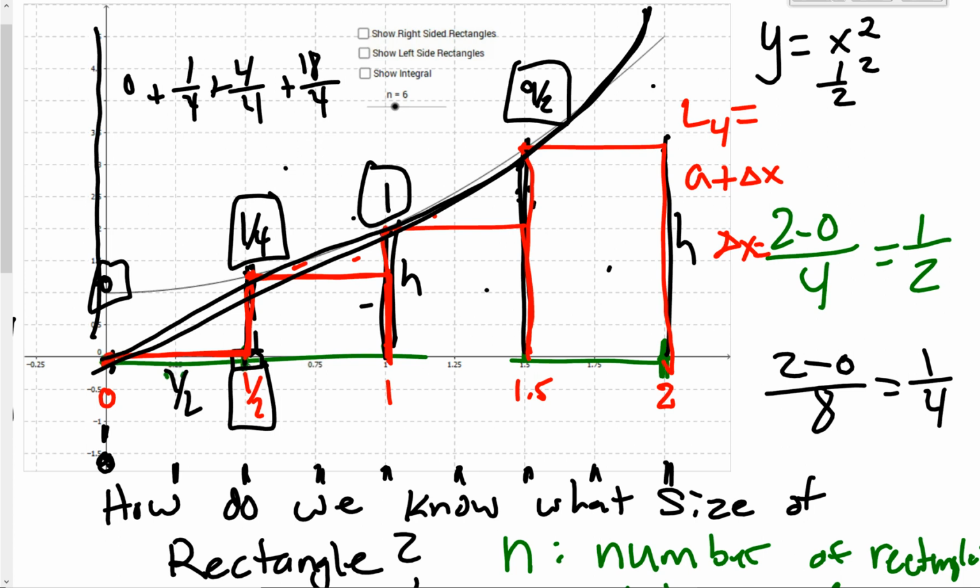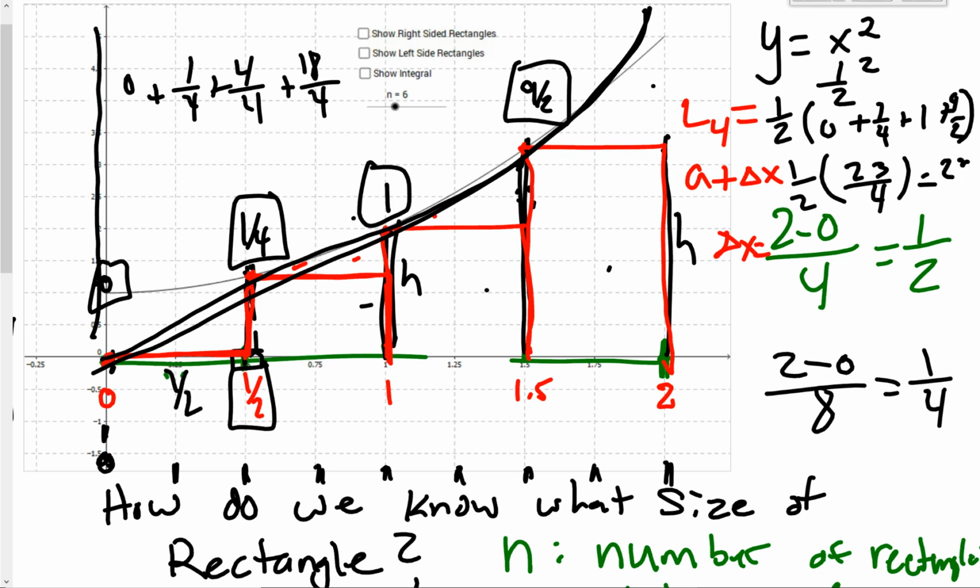Now I have to times them by my widths. So the long way of writing this would be 1/2 times 0 plus 1/4 plus 1 plus 9/2, and then times it by 1/2. So that is, what did I say? 23/4 times 1/2 is 23/8. So the left-handed sum with 4 rectangles is 23/8. Sorry, 2 times 4 is 8. So that's the left-handed one.